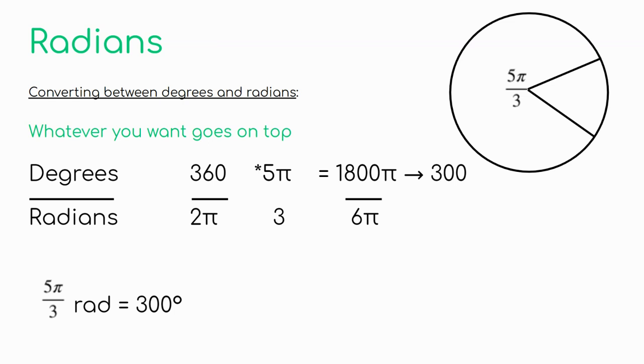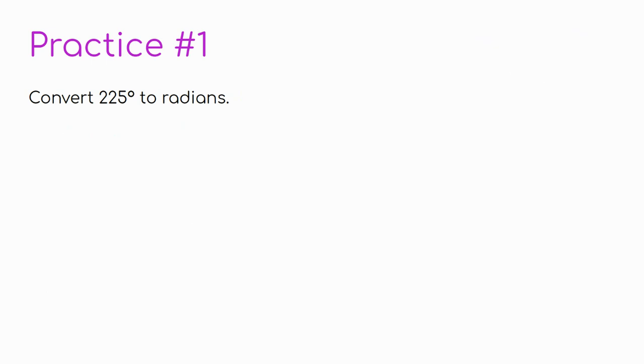So what we're going to do is we're always going to start with writing a fraction, either radians over degrees or degrees over radians. Whatever you want goes on top. Whatever you have goes on the bottom. All right, then you multiply that fraction by your angle, and then you reduce. So we're going to go through a couple problems. So practice number 1, convert 225 degrees to radians.